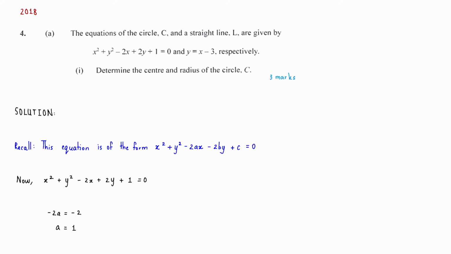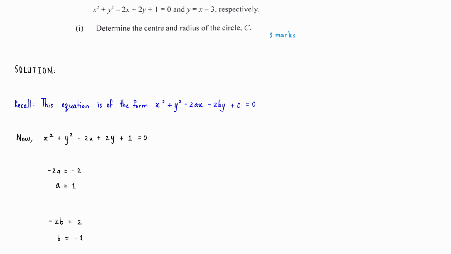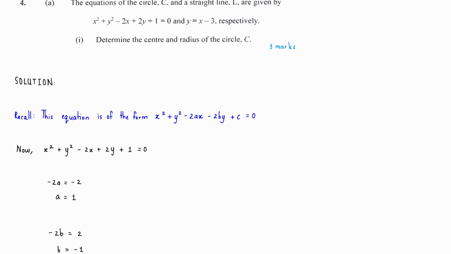The equation of a circle C and a straight line L are given by x squared plus y squared minus 2x plus 2y plus 1 is equal to 0, and the line is y is equal to x minus 3, respectively. Again, looking very familiar. Determine the center and the radius of circle C. Now, again, question 4, part A. You're seeing the pattern, right? So again, I hope this comes in your favor. The solution goes as such, the exact same thing we did before.